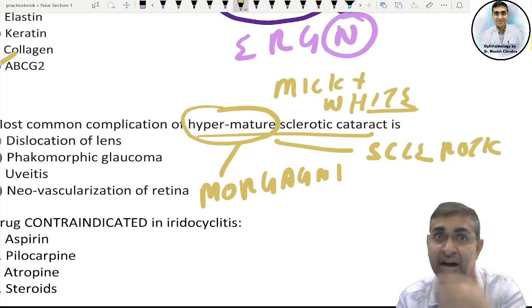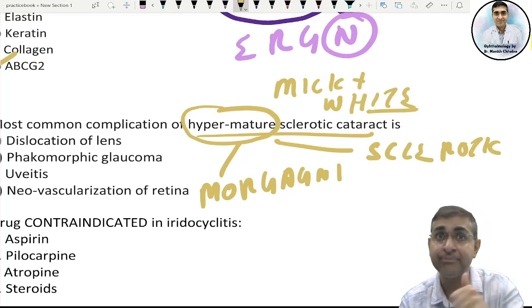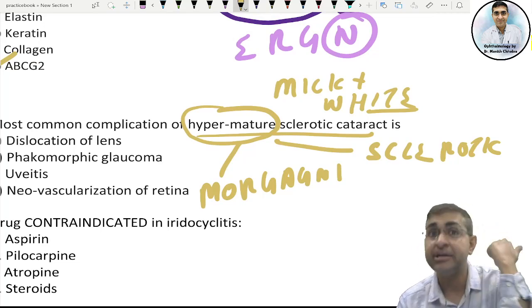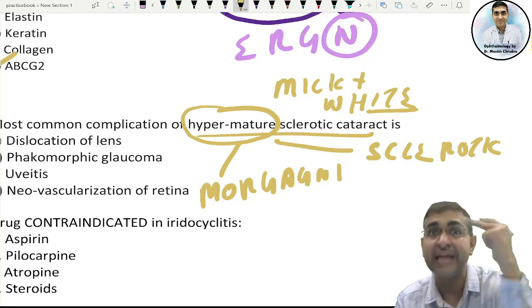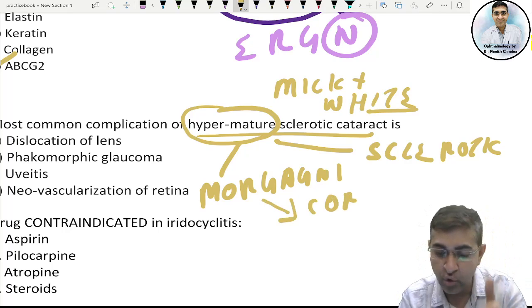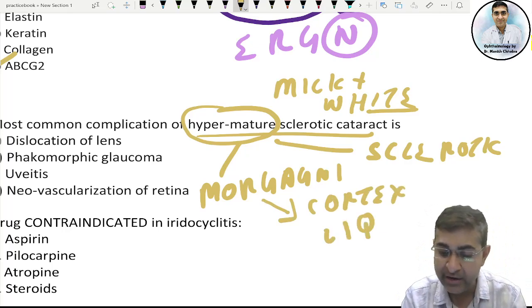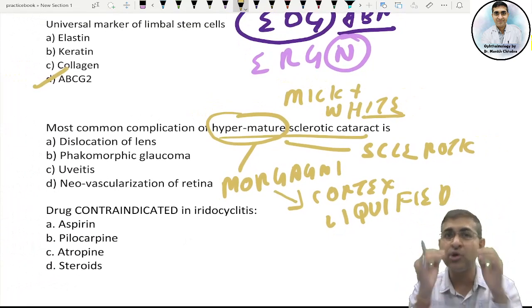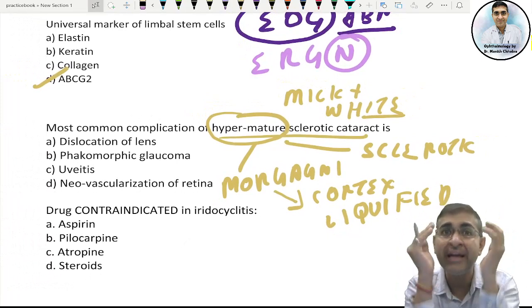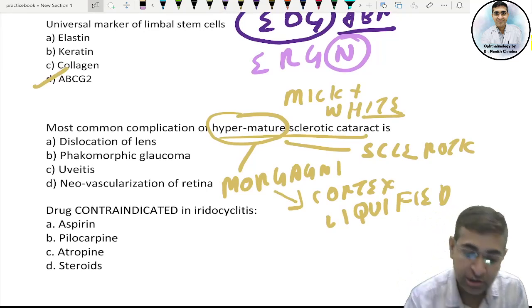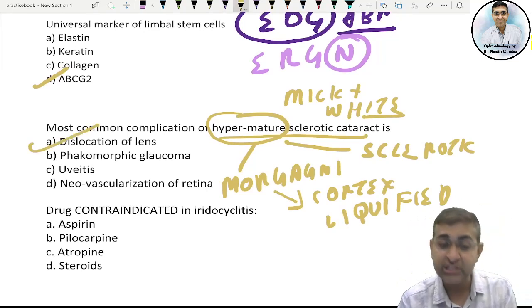It may attain red color, you call it cataracta rubra. It may attain black color, you call it cataracta nigra. It may attain brown color, you call it cataracta brunescens. In Morgagni, the cortex is liquefied and the nucleus falls inside the cortex. In both cases, because the lens is becoming very hard and heavy, there may be breaking of the zonules of the lens that may lead to subluxation or dislocation of the lens.